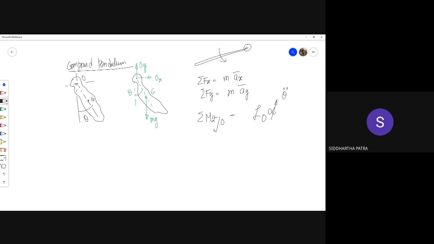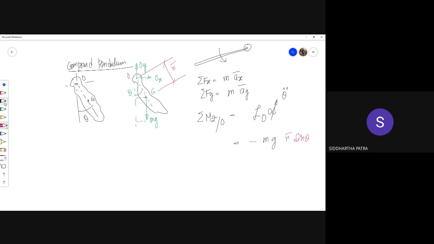And what about the moment? Moment about O essentially becomes mg, that is this force, times the horizontal distance. Let's say the distance between O and the center of mass is r bar. So it would be mg times r bar sine theta. And actually, this moment is a restoring moment. This moment is clockwise and acting opposite to theta, so it comes with a negative sign.